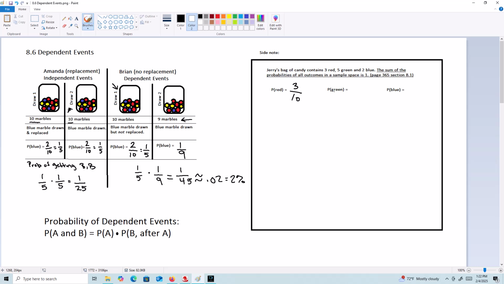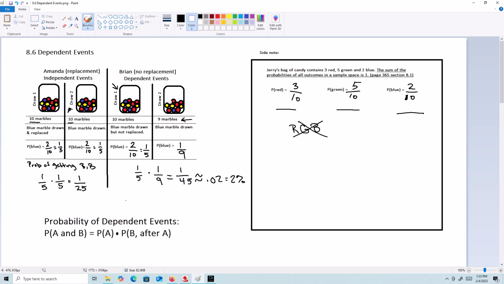And then the probability of getting green was going to be 5 out of 10 pieces of candy, and the probability of getting blue was going to be 2 out of 10 pieces of candy. Those are all the different possibilities of going up to a bag of candy that contains 10 pieces of candy, 3 of them red, 5 of them green, 2 of them blue. That's the probability that you're going to get red, or you're going to get green, or you're going to get blue. It's not talking about any kind of permutation about getting red first and then green and then blue. It's not doing any of that kind of thing.